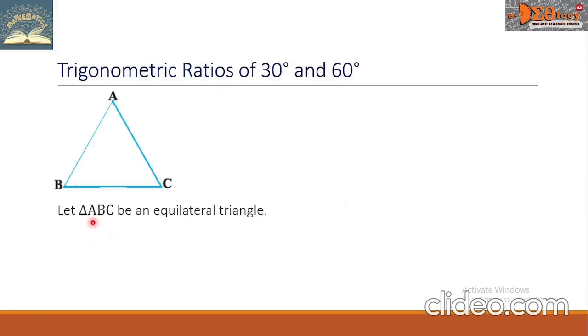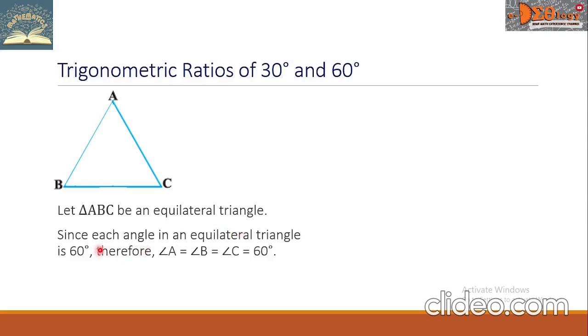Let this triangle ABC be an equilateral triangle. Since each angle in an equilateral triangle is 60 degrees, therefore this angle A is equal to angle B and is equal to angle C, all of them equal 60 degrees. So we can write the angle B to be 60 degrees.